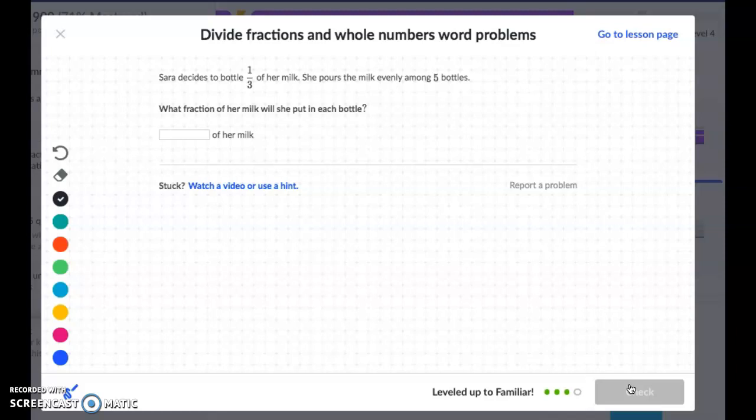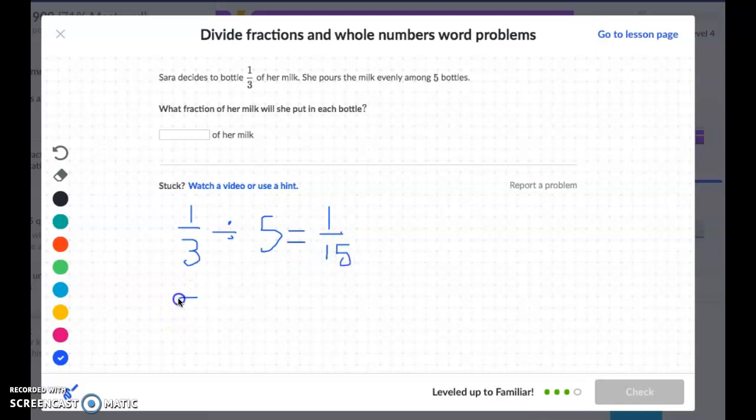Sarah decides to bottle 1/3 of her milk. She pours the milk evenly among 5 bottles. So let's think about this in 2 ways. Okay, so we could take 1/3 of the milk and we could divide it into 5 bottles. So how much of the milk is going to go in each one? So that would be 1/15.